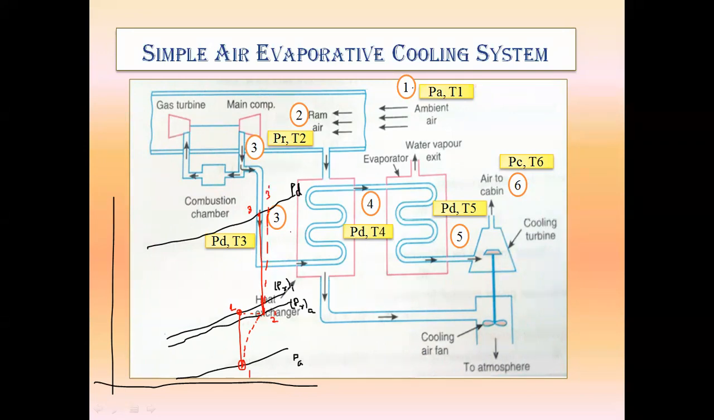Now the 3 to 4 process is occurring inside the heat exchanger. Inside the heat exchanger, what is happening? Constant pressure heat rejection is taking place. Because of this constant pressure heat rejection, at constant pressure heat is being rejected. That means temperature will go on decreasing. So the 3 dash to 4 process will be likewise. So this is nothing but constant pressure heat rejection inside the heat exchanger.